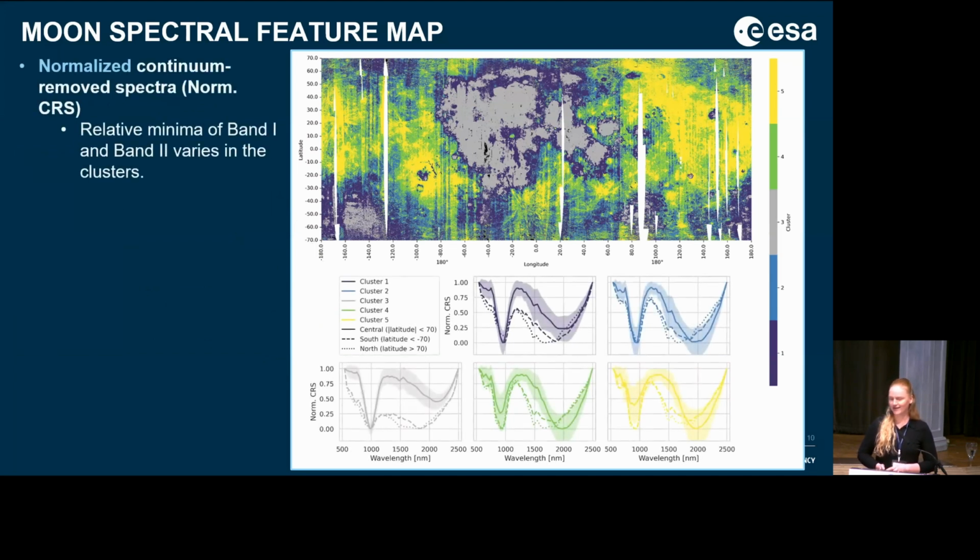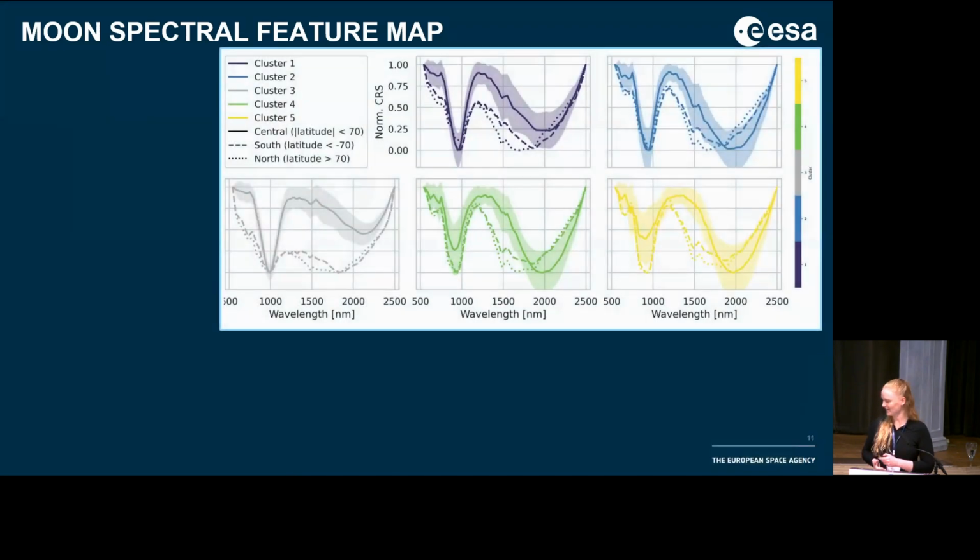To further analyze the spectra from these 5 clusters, we also look at the normalized continuum removed spectra. So here it's important to know, since it's normalized, we're actually mostly interested in the relative absorption between band 1 and band 2, since they all will go between 0 and 1 in this case. A bit closer look here, so it should be easier to see, except for the gray one, but then again, you'll have to look at the screens on the side.